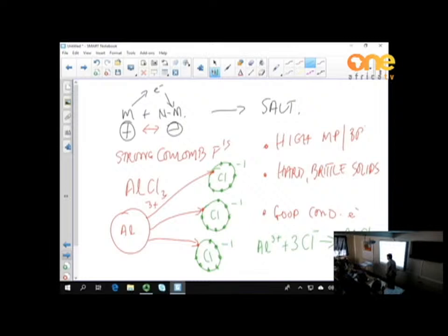Why do you have 3 chlorines? Because the formula tells me I have 1 aluminium and 3 chlorines. Okay. All right. People remember that we can get double and triple bonds.